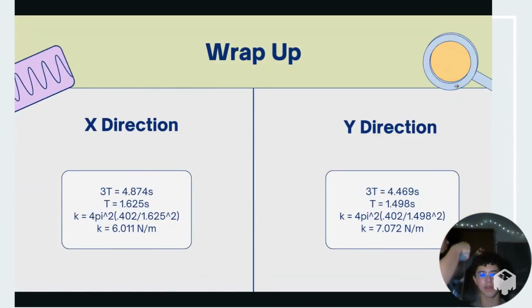So to wrap it up, in the x direction, these are the oscillation periods, I didn't label it, but 3T equals 0.4874 seconds. I got that from the tracker video. T equals 1.65 seconds. K equals 4 pi squared times 0.402, which was the mass, divided by T squared. So in the x direction, I got 6.011 newtons per meter, and in the y direction, I got 7.072 newtons per meter doing the same calculations.